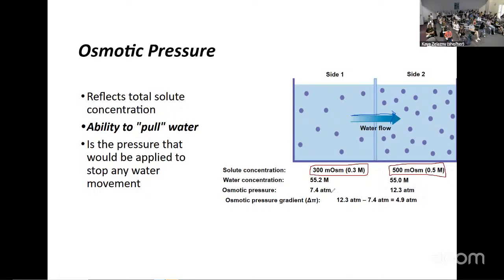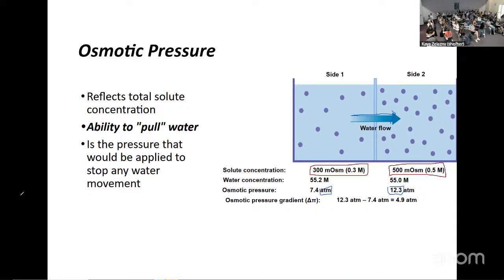Okay, so here we see our osmotic pressure. We've got a pressure unit, atmospheres, on here. If we think of higher as more pull, that osmotic pressure on the right-hand side, on side 2, is higher. It's pulling harder on water, so the water is getting pulled to that side.